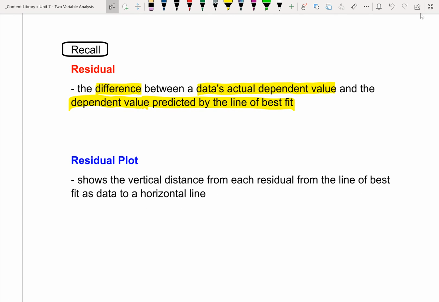A residual plot is a graphical representation that shows the vertical distance of each residual from the line of best fit as data to a horizontal line. So basically, when you calculate the difference, it's plotting that difference. So it's going to be plus or minus whatever the difference is from the line of best fit. And ideally, if your data 100% fit your line of best fit, then you would have a residual plot where all the points are on 0, because there would be no difference from the actual dependent value and the dependent value predicted by the line of best fit.